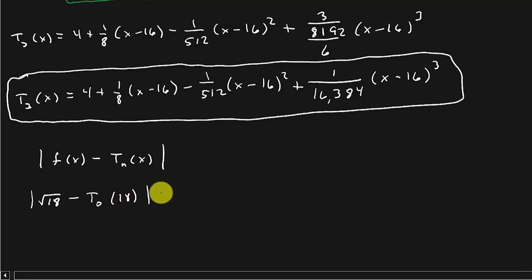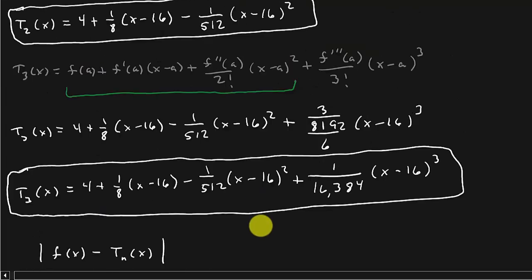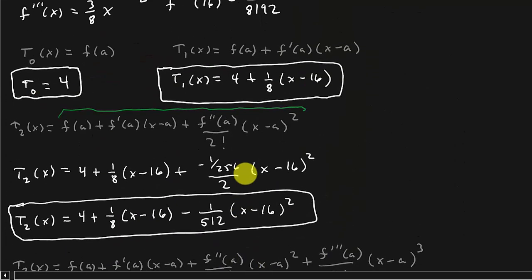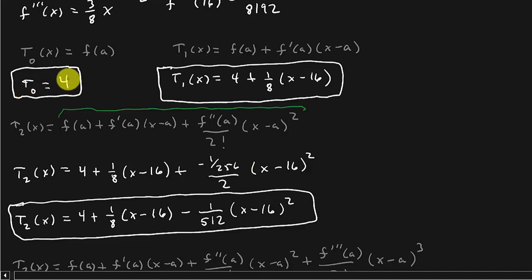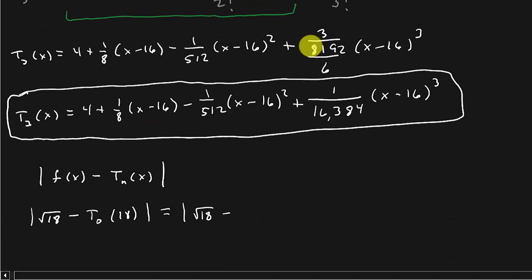Well, that's going to be the square root of 18 minus, and what's T sub 0 of 18? Well, you come back up here. T sub 0 is 4. Okay, it's a constant. So that's 4. And this is going to give us 0.24 rounding. Okay, so you can see we're off a little bit.